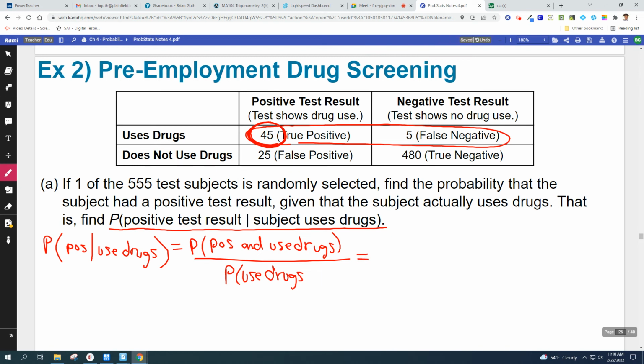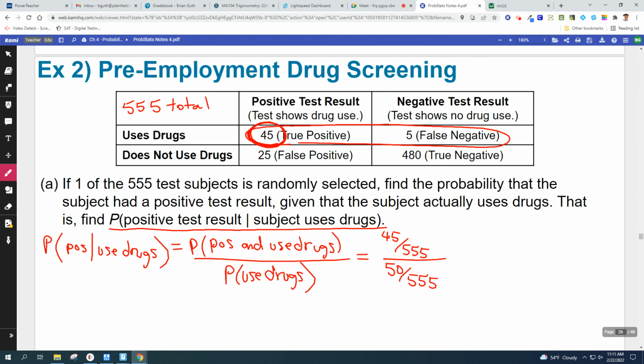There are 555 total people in this. So the probability of being positive and use drugs is 45 out of 555. On the bottom, the probability they use drugs, well, there are 50 of those people out of the 555.